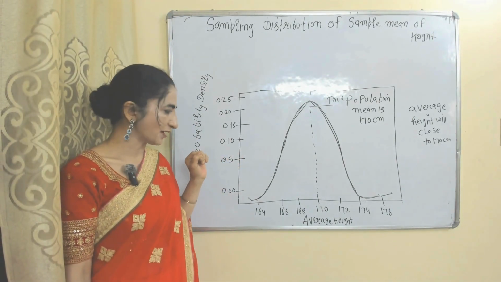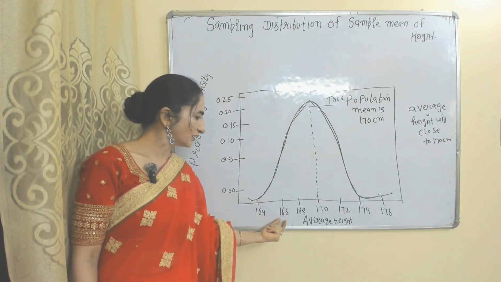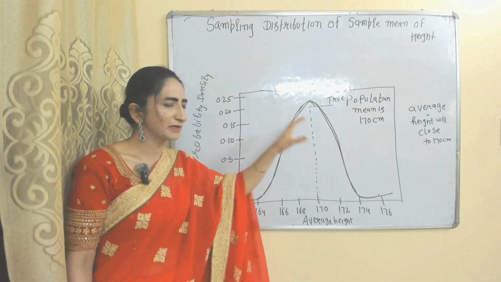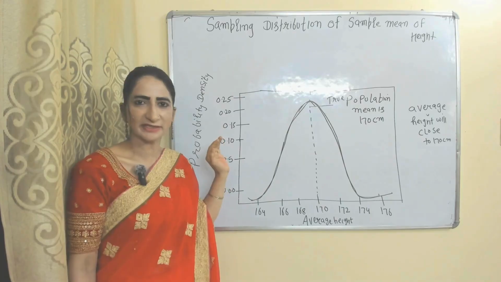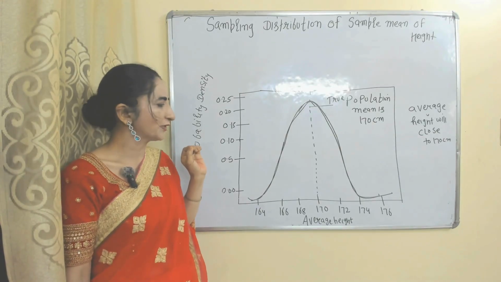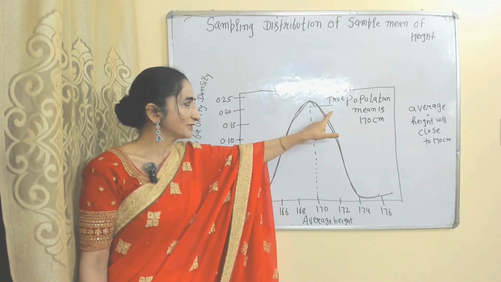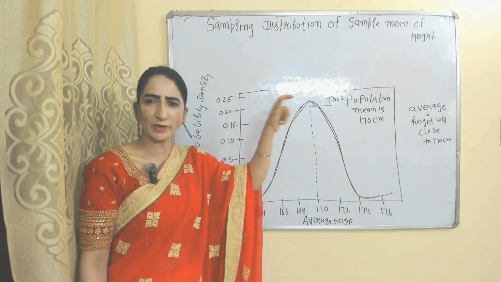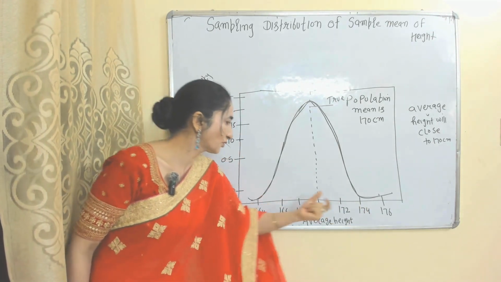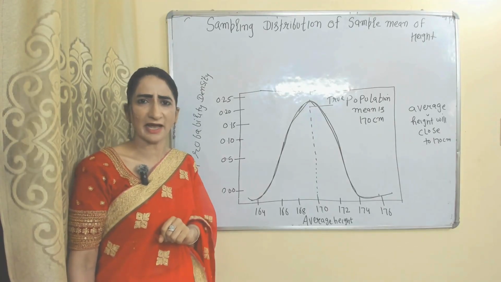Continuing with the previous example: average height of students, probability density. These are our sample means which we earlier collected. When you plot all these sample means on a graph, you will receive the sampling distribution. That means this will be called the sampling distribution of the sample mean of height. 170 will be called the true population mean. That means the average height of students is close to 170 centimeter. This part and this part show heights which are very far away from 170 and rarely happen.